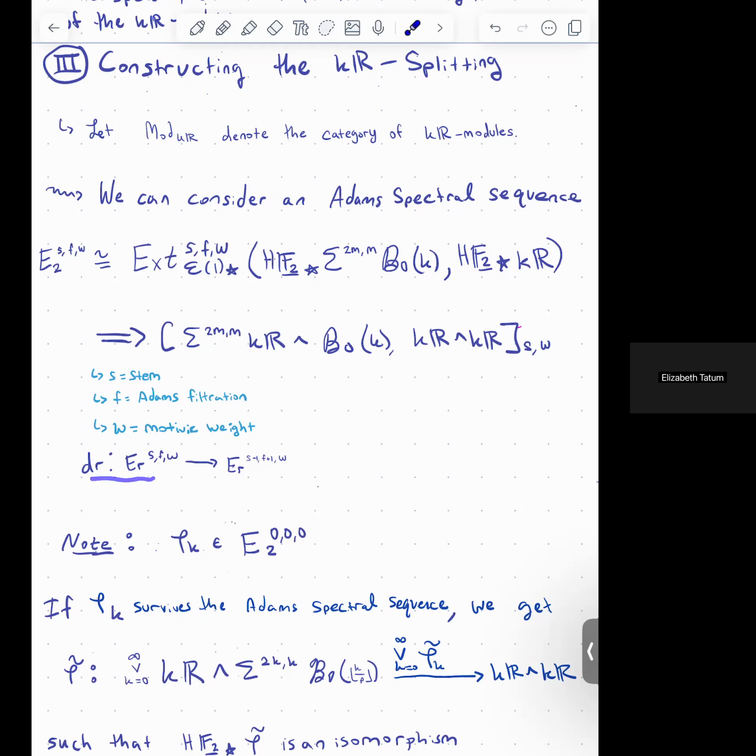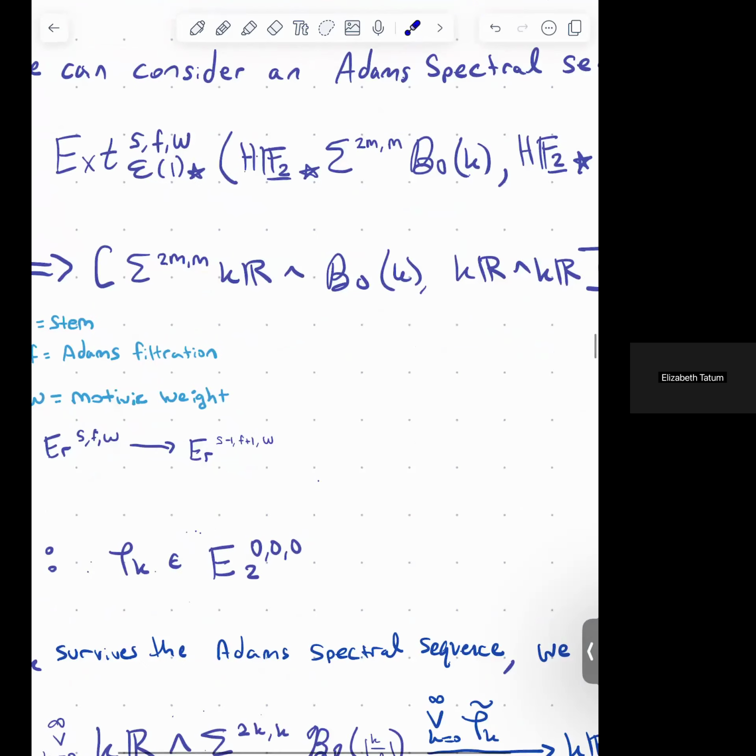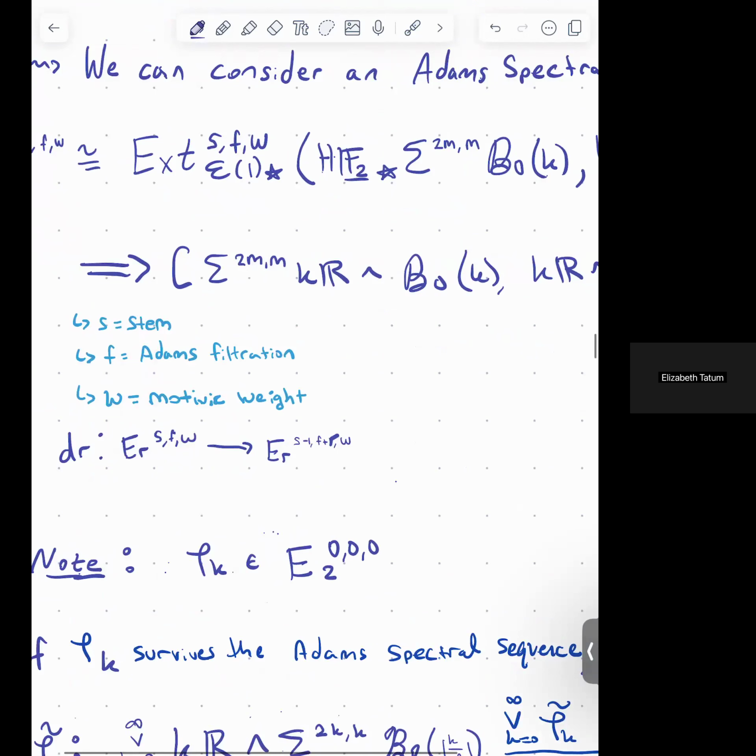And the atoms differential does the same thing on stem as it would in the non-equivariant case. So it subtracts 1. Oh, sorry, this should not be a 1. This should be an R. Right, it increases the atoms filtration by R, and it preserves the motivic weight.